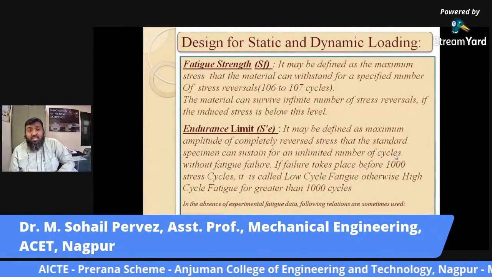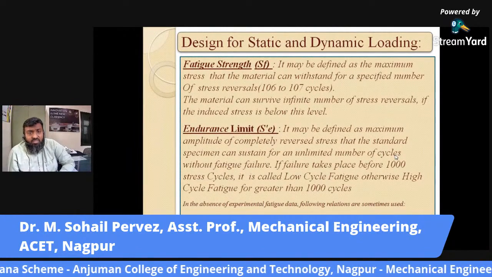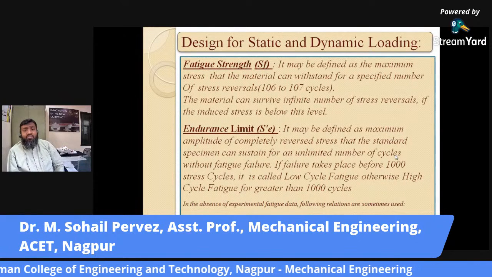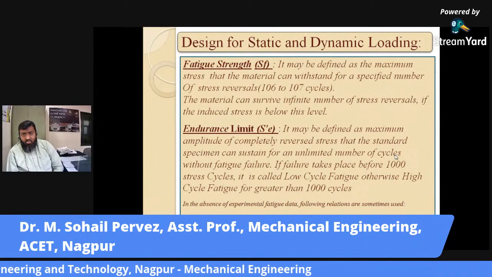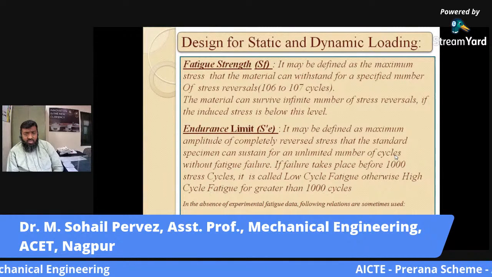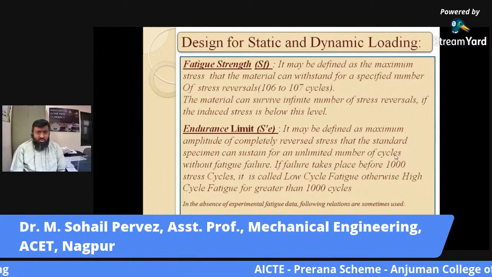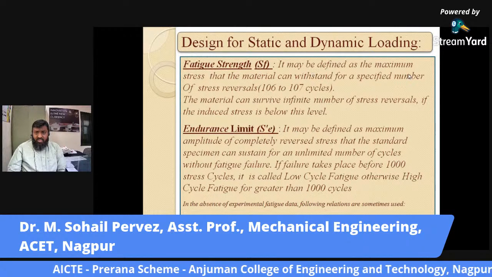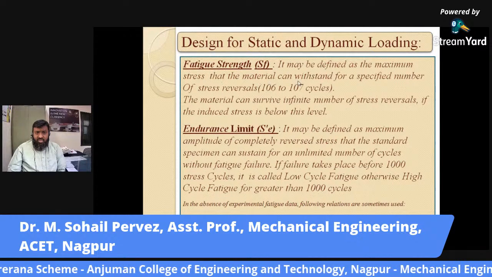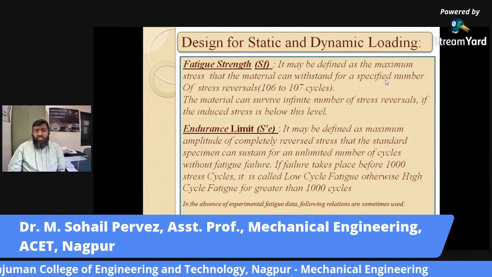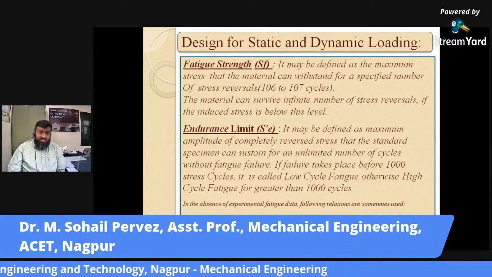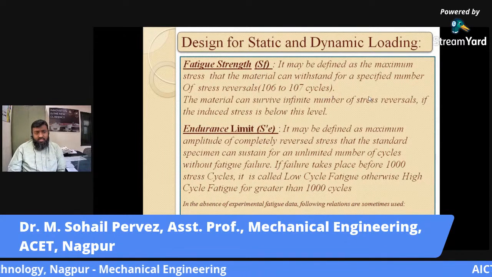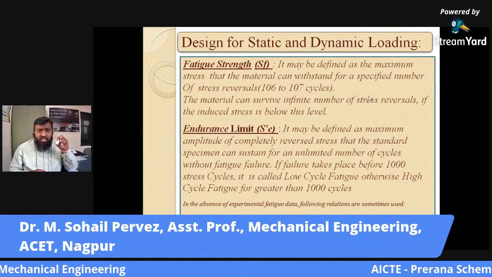Now the next one. In brief, I am giving you the definition of fatigue strength and endurance limit, because this will be repeated many a time as far as our numericals or the questions are concerned. It may be defined as the maximum stress that the material can withstand for a specified number of stress reversals or cycles. Say for example, this is a shaft.